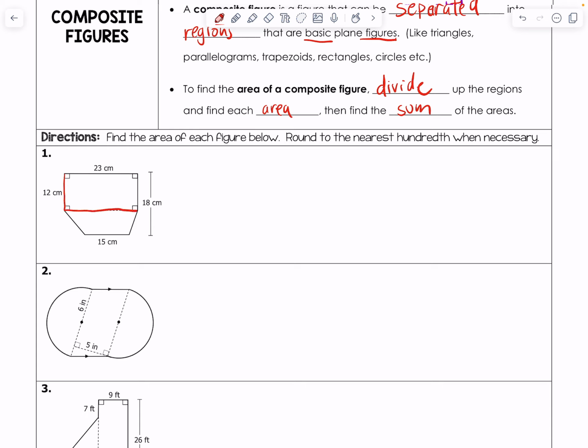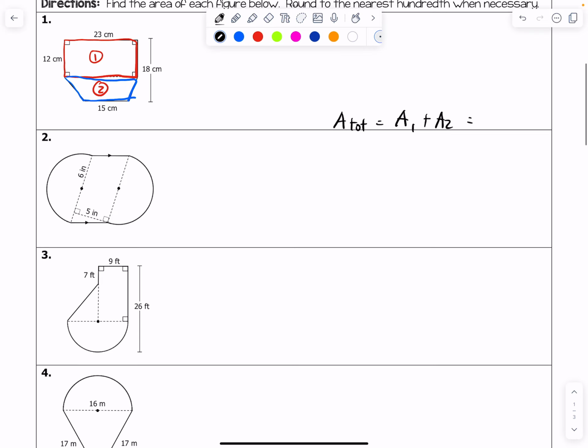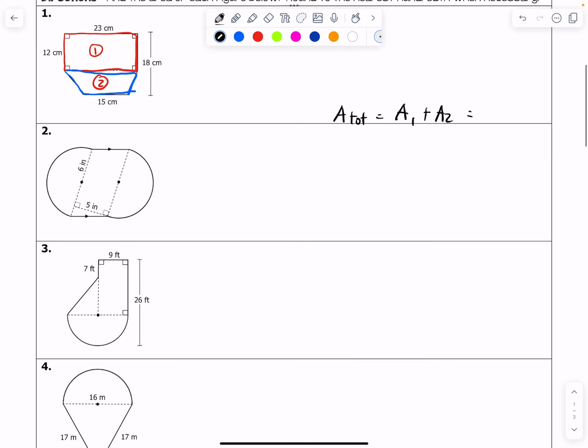So if you're looking at figure 1, I would split it into two shapes, right? This is shape 1. This is shape 2. I'll just do a different color for us. So find the area of two separate shapes, and then add up a total, which is equal to A1 plus A2. And then that should give you your final answer. I am going to walk us through 2 and 4. I'll leave 1 and 3 for you to attempt, and I'll leave the answer for you to check.